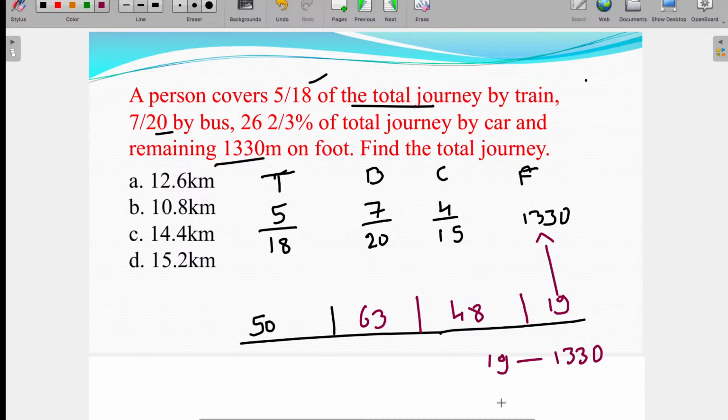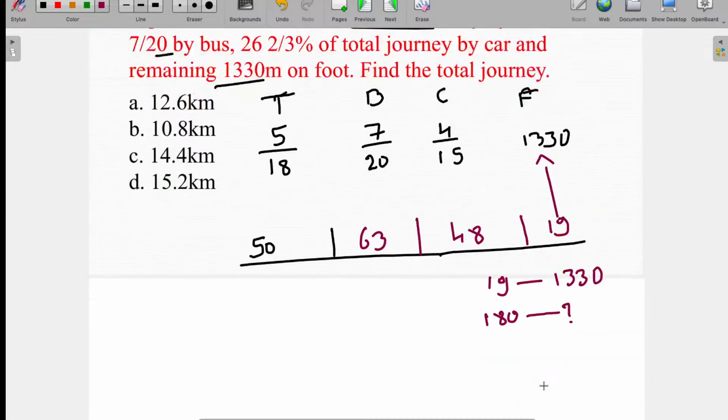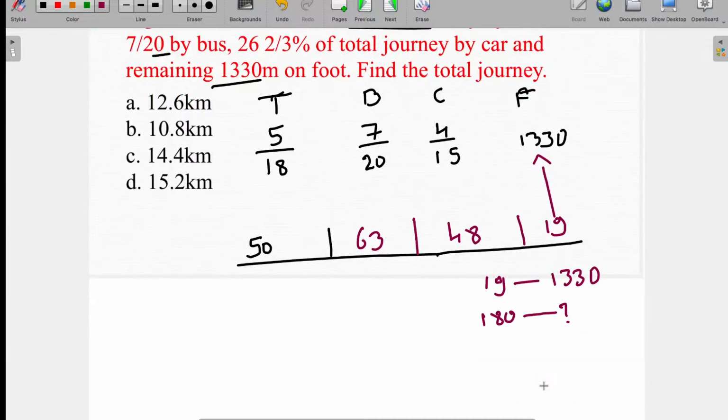I have to find out 180 parts because I have to find the total distance. Then we'll convert it to kilometers. Okay, now do this. 19 parts is equal to that. Find the total journey. I need to find out 180 multiple. Also I can check it. 180 multiple. Here I have two options. That's why I'm not writing here. Even three options. 180 multiple.